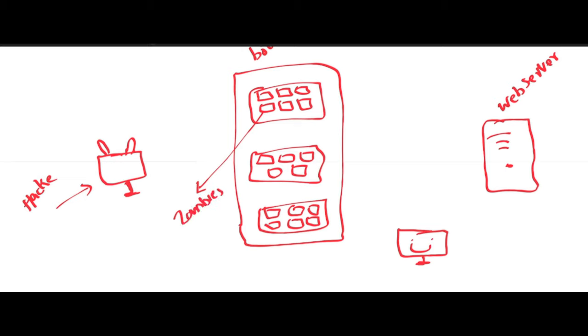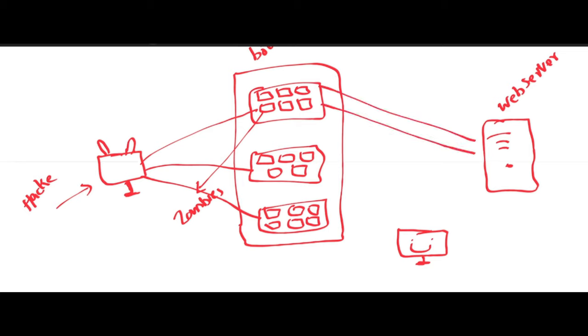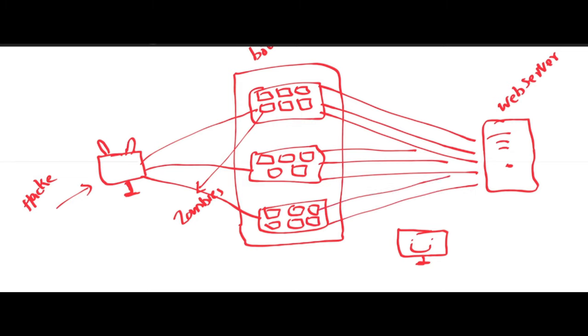What happened? The attacker wants to attack this web server. We send a signal to the botnet. All the botnet started flooding requests to this server. And this is the real user who wants to access the website. He won't be able to access the website because these botnets are already sending requests and overwhelming the web server, and the web server will crash, and this user won't be able to access the website.